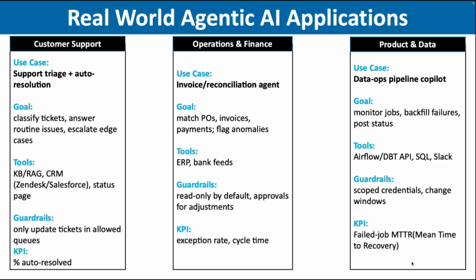In production and data, one can think of a use case like a data ops pipeline copilot, where the goal of the agent would be to monitor the jobs, backfill failures, and post status, where it can use tools like Airflow, dbt, APIs, SQL, or Slack. The guardrails would be to scope credentials and change windows. The KPI one can measure here is the failed job MTTR, which is the mean time to recovery. So these are some of the real world agentic AI application examples.